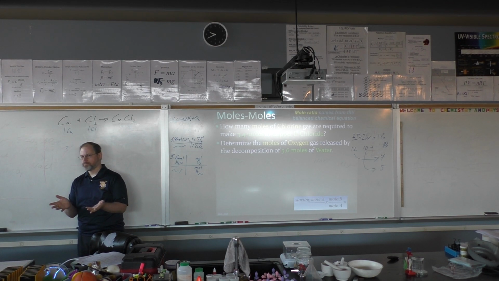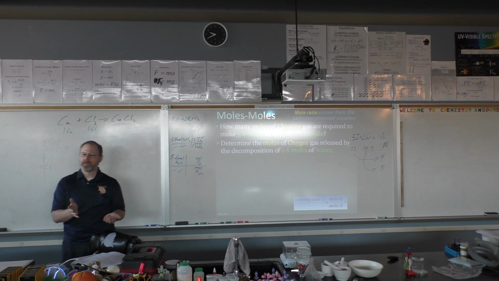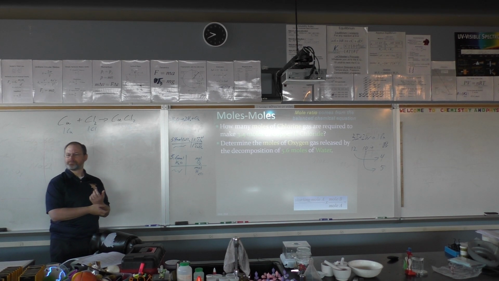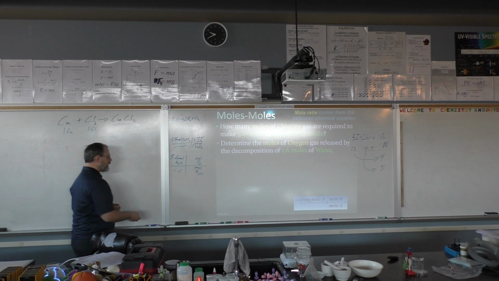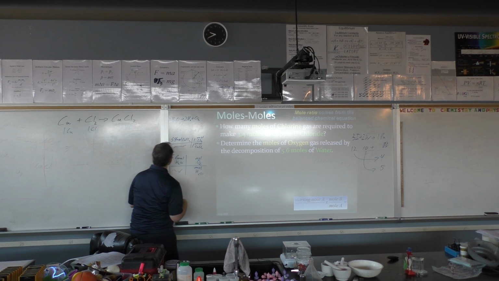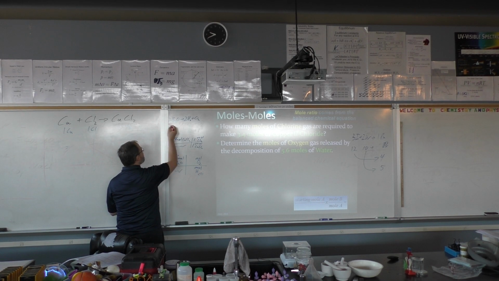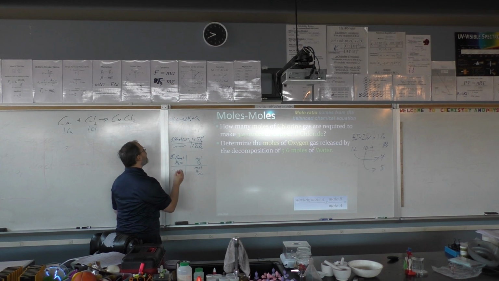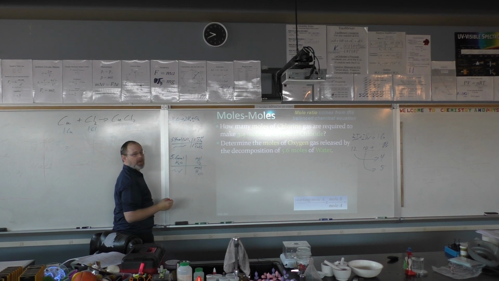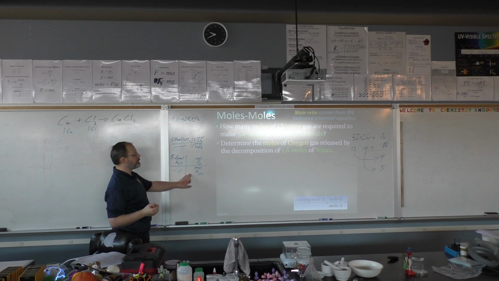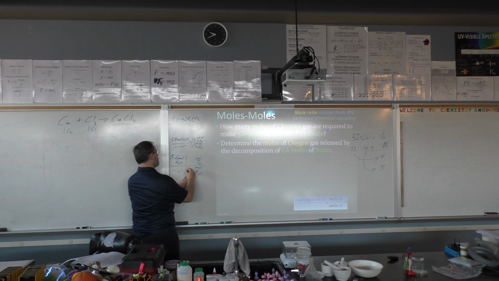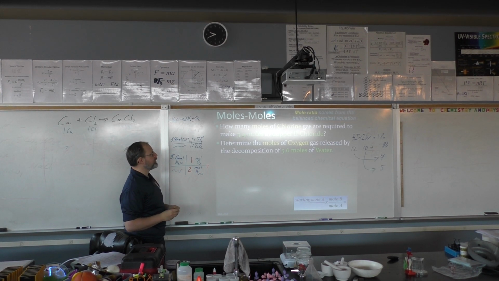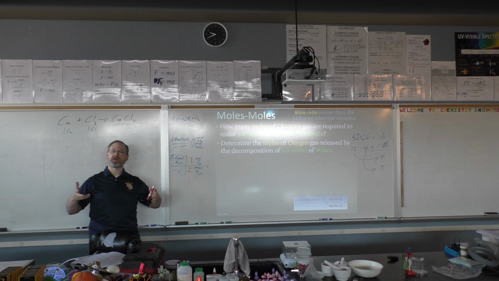Is it a 1-to-1? Is the ratio 1-to-1? No, it is not. Because if you look at the balanced chemical equation, there's a big fat 2 in front of the water and a less fat 1 in front of the oxygen. So what number should I put down here? 2. And what number should I put in here? 1. So how many moles of oxygen do I get when I break down 5.6 moles of water?